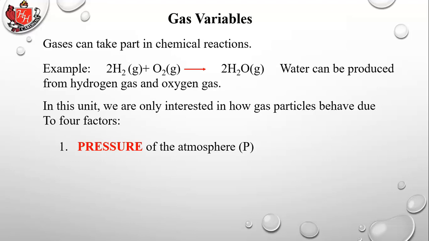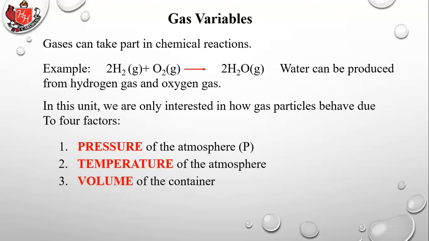In this unit, we are only interested in how gas particles behave due to four factors. The first is the pressure of the atmosphere. The second is the temperature of the atmosphere. Third is the volume of the container. And fourth is the number of particles measured in moles. So how many of those groups of 6.022 times 10 to the 23rd do we have? Really, we're talking about how gases react in response to these four different variables.